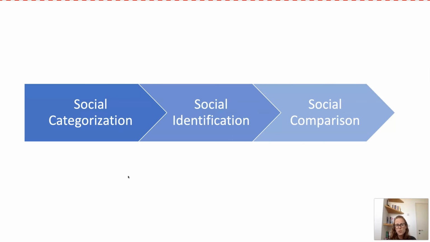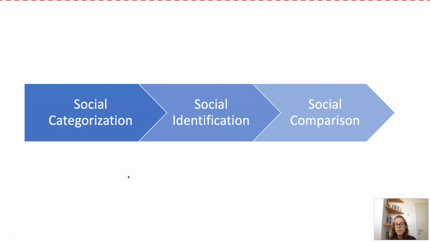Tajfel and his doctoral student, John Turner, distinguished between three mental processes that occur when people classify themselves and others as belonging to their in-group or to their out-group. The first is social categorization. We assign people to social categories that tell us something about them.